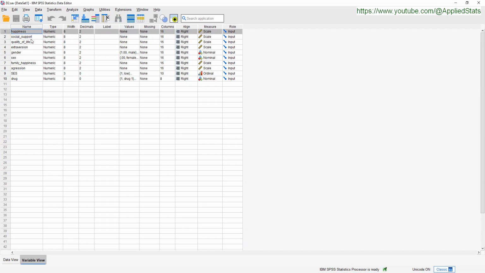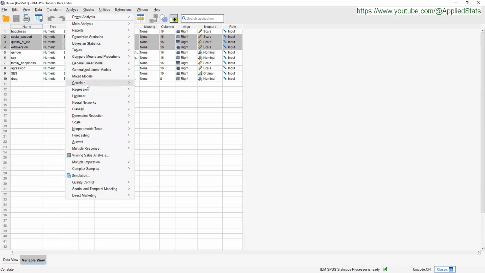By the way, this is not real research data, so you cannot draw any conclusions based on the results of this analysis. So it's just practice data. I choose happiness as our outcome or dependent variable, and three variables: social support, quality of life, and extroversion. These are supposed to be our predictors, independent variables. So I'm going to use three variables to predict happiness. And that's where I need to run a regression analysis.